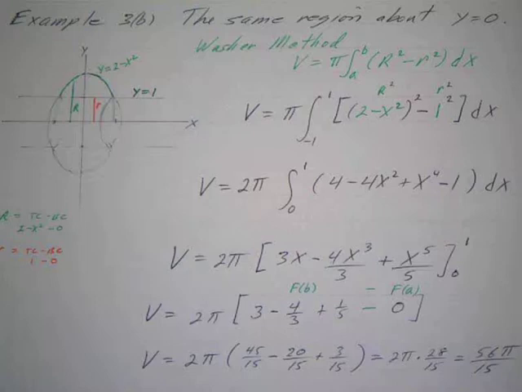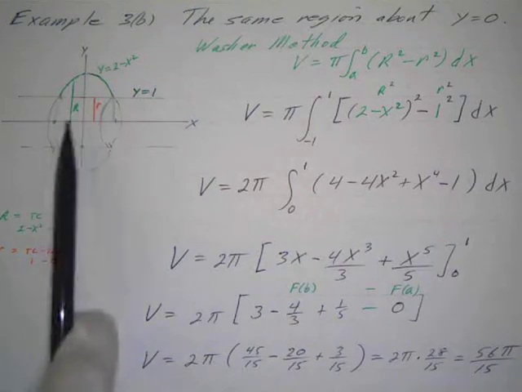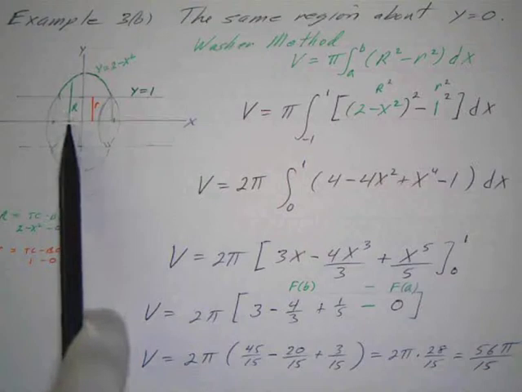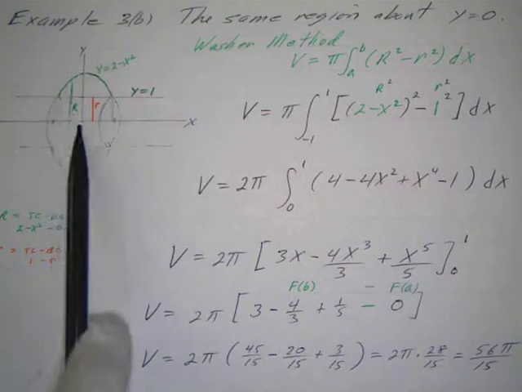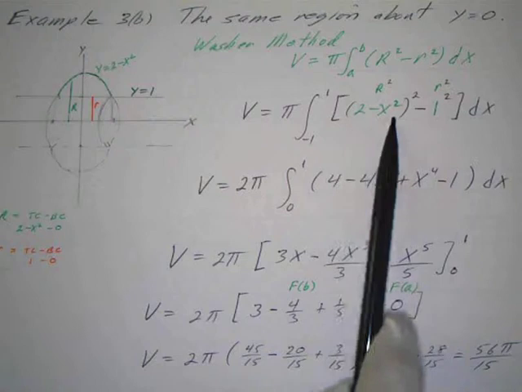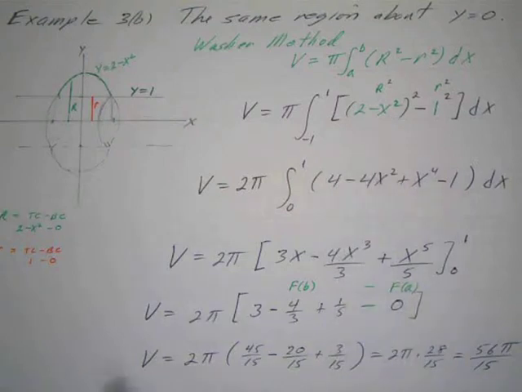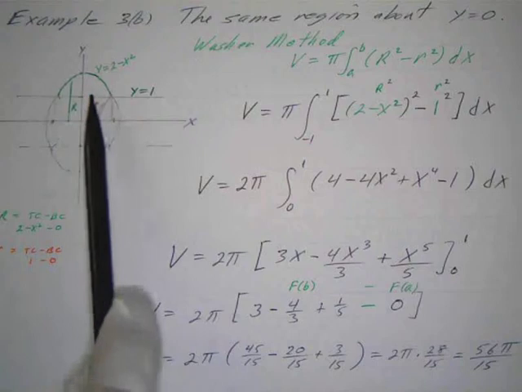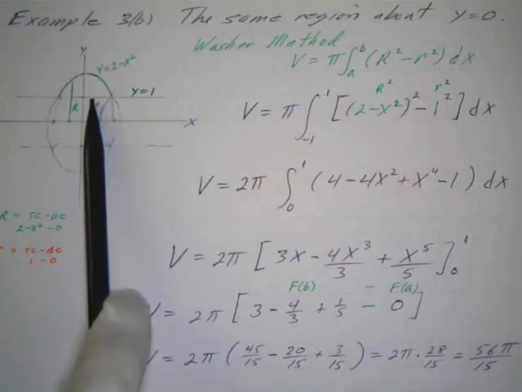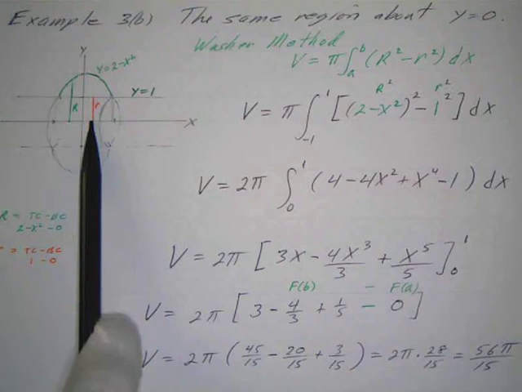So how are we going to find all these radii? Well, again, the radius of the whole object, which is capital R, is just my value of the function. So this is going to be given by 2 minus x squared. And then the little r is going to be the inside curve, or the bottom curve. So that would be just 1 minus 0, which is just 1.